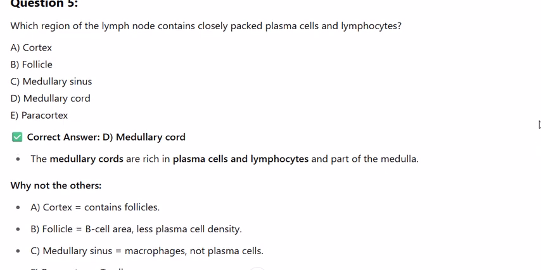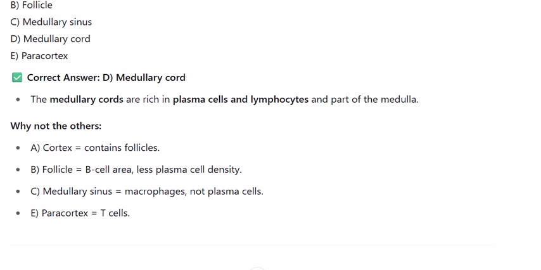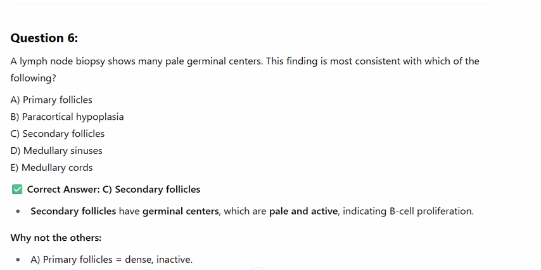Why not the others? A. Cortex contains follicles. B. Follicle, B cell area, less plasma cell density. C. Medullary sinus, macrophages, not plasma cells. E. Paracortex, T cells.